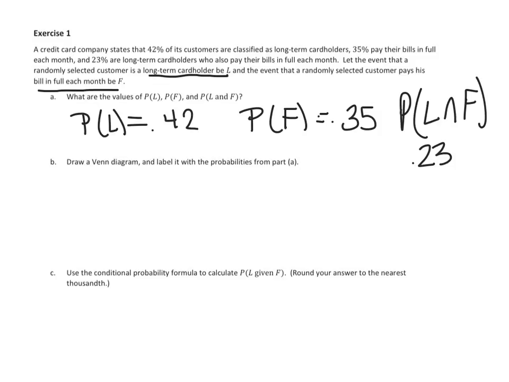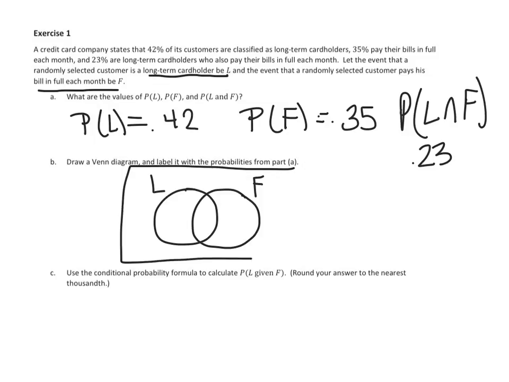Part B says draw a Venn diagram and label with the probabilities. So we practiced this yesterday, and hopefully you're feeling pretty good about it. Remember, we're going to have two circles in this case because our two different events are L, that we're a long-term cardholder, and F, that we pay our bills in full. And we'll box that in to represent the entire population.